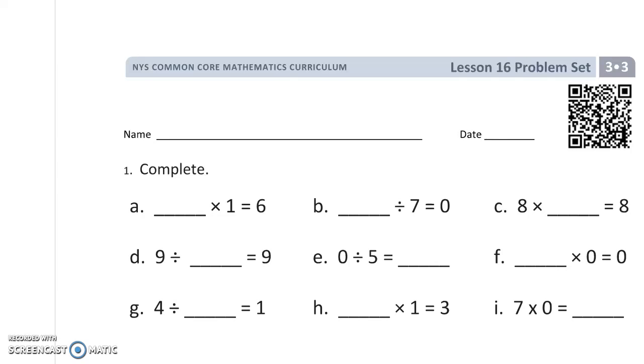Hi friends, today is lesson 16 and this lesson focuses on patterns that use 0 and 1 with multiplication and division. So I know a lot of people think, oh, 0 and 1, those are so easy, but when you see a lot of problems like this, it can really trip you up.